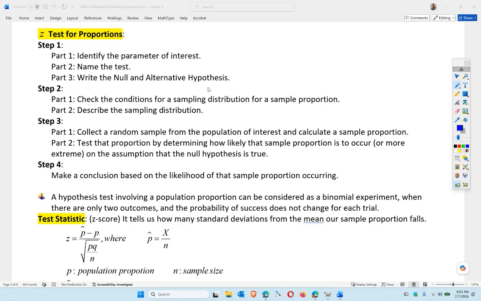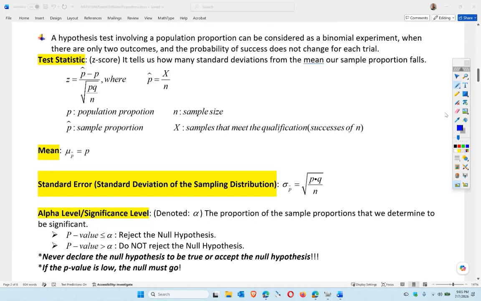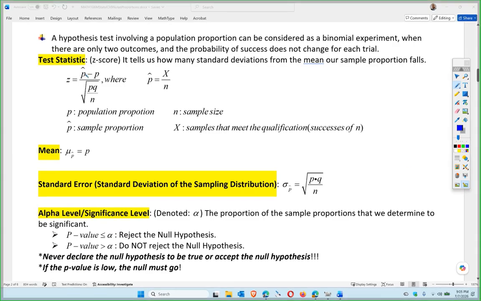All right, so we need a Z statistic for this. The Z statistic is very similar to Z in the past. It's the sample minus the population, and then we have the standard error on the bottom, basically. A lot of times we'll just write this as SE. Our standard error, or the standard deviation of the sampling distribution, is the square root of p times q divided by n. And then the mean of the sample proportions and the mean of the population should match, essentially.